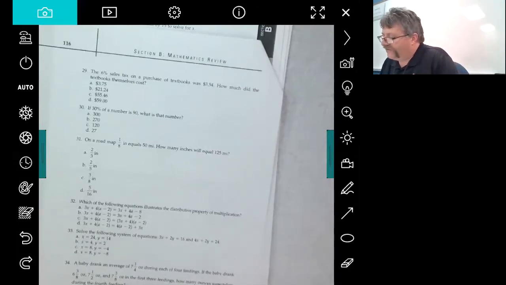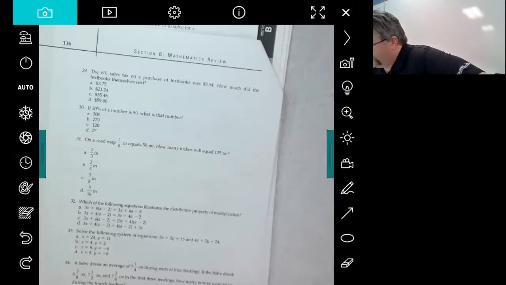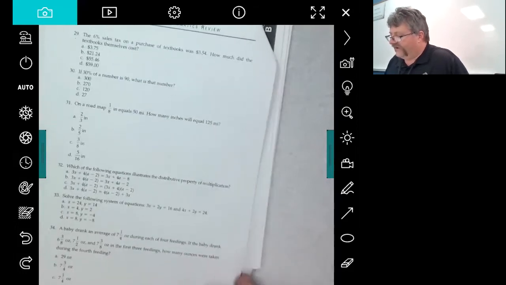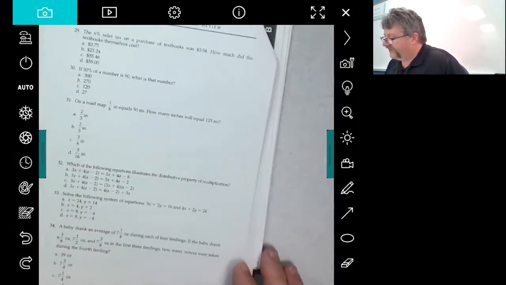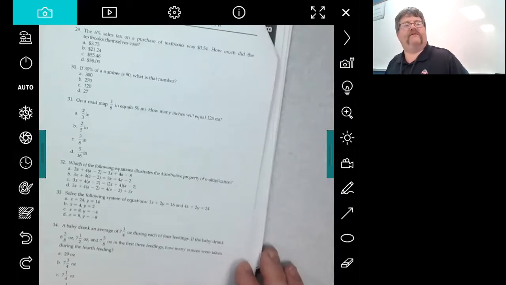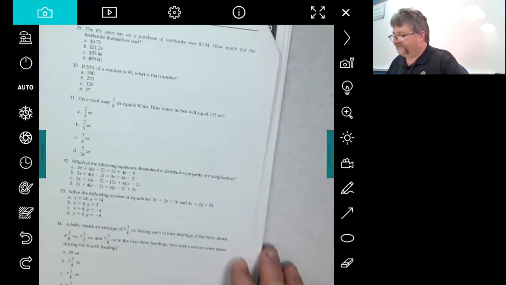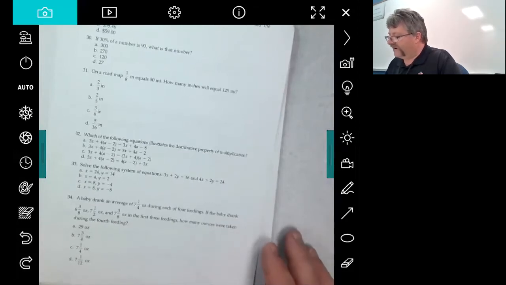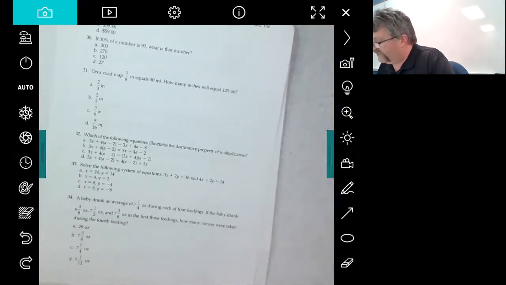30. If 30% of a number is 90, what is that number? 31. On a road map, 1/8 inch equals 50 miles. How many inches will equal 125 miles? 32. Which of the following equations illustrates the distributive property of multiplication? 33. Solve the following system of equations. We have 3x plus 2y equals 16. And then we have 4x plus 2y equals 24.